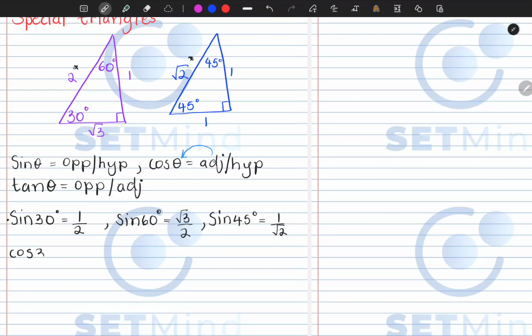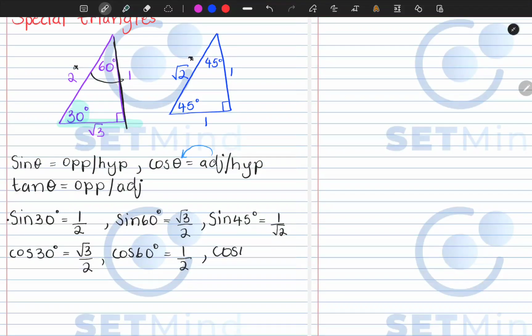Now let's go and quickly work out what our cosines are. Let's have a look at cos of 30. There's our 30 angle. Cos is adjacent, so what is adjacent to 30 degrees is square root 3. So that will be square root 3 over 2. And then let's do cos of 60. There's our 60 there. And what is adjacent to the 60 is the 1. So it will be 1 over 2.